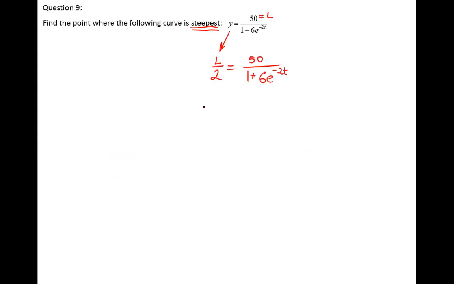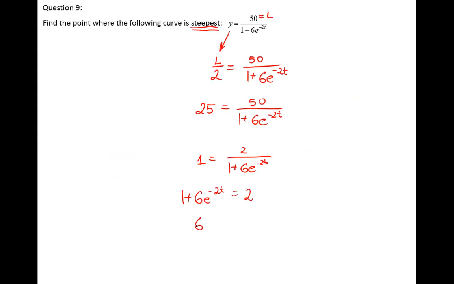Of course, L is 50, that means this must be 25. 25 equals 50 over 1 plus 6 e to the negative 2t. I can divide this equation by 25, I will get 1 and 2. Then 1 plus 6 e to the negative 2t, I can cross multiply. This will be 6 e to the negative 2t and 2. I can subtract 1, I can divide by 6, and I can take the natural log of both sides.